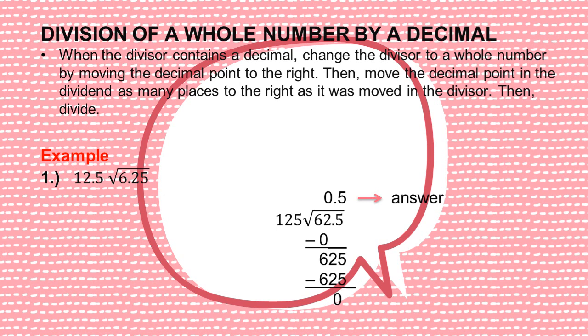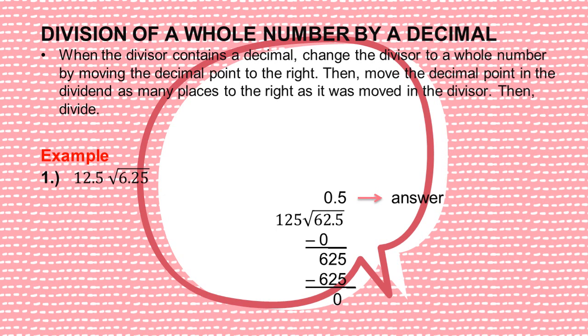Then, yung dividend, which is yung decimal na nasa loob ng division symbol, ay i-move din natin ng decimal point nito ng ilang decimal places to the right based din sa bilang ng decimal places na minove natin doon sa divisor. And then, after natin magawa yun, dun pa lang tayo magpo-proceed sa usual way of division.